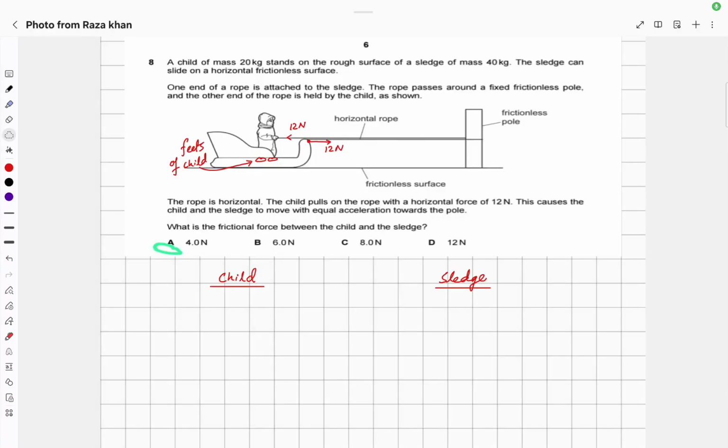Assalamu alaikum. Well, guys, this is another question, and this is from May June 2022, paper 1 2, right?